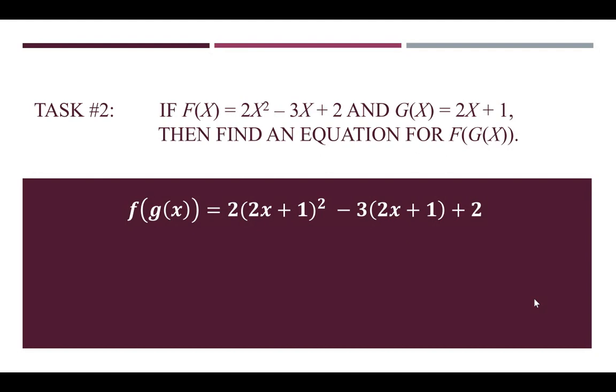Next, it's really just a matter of trying to clean this up and simplify this expression as much as we possibly can. The first thing I notice is we have 2x plus 1 in parentheses squared. Remember, that means that 2x plus 1 is going to need to be multiplied by itself. I can go ahead and take care of the second set of parentheses by distributing negative 3 times 2x and negative 3 times 1.